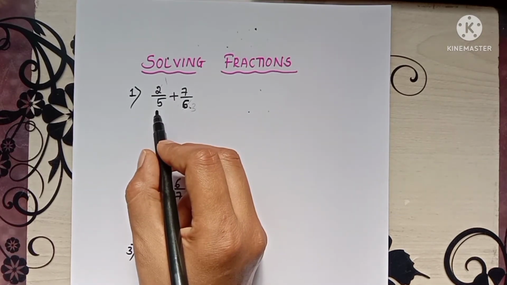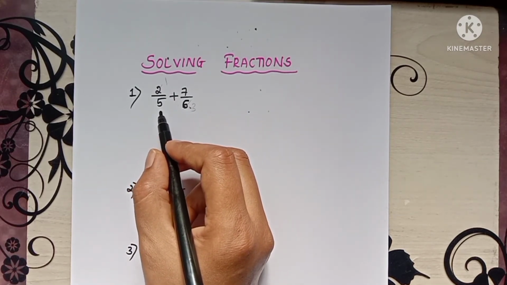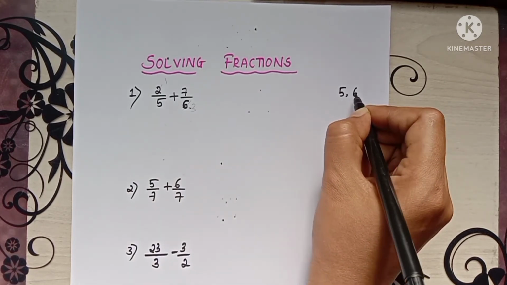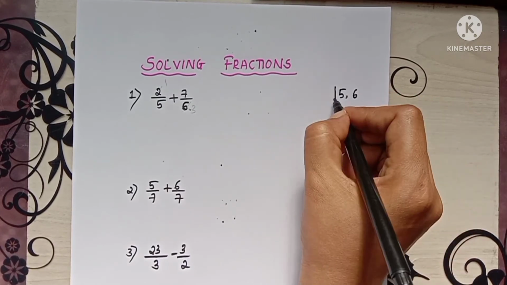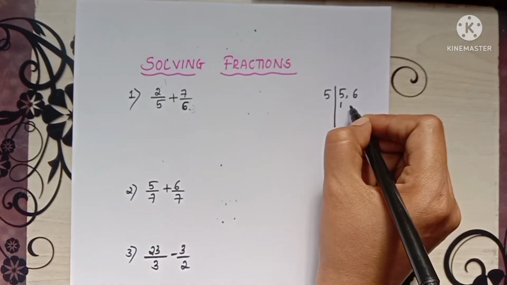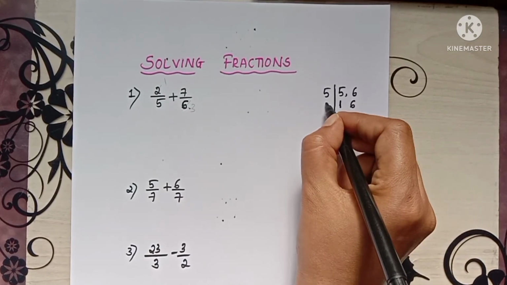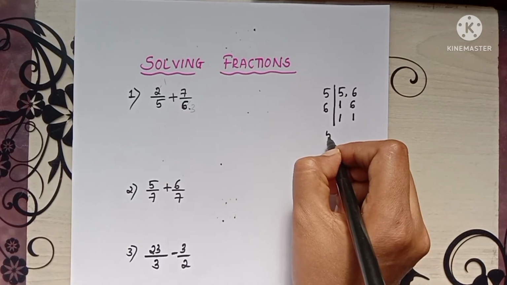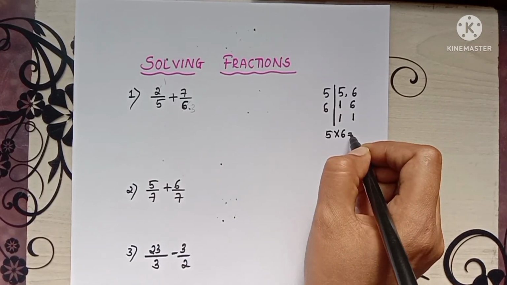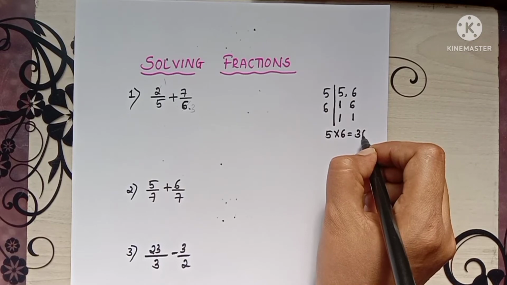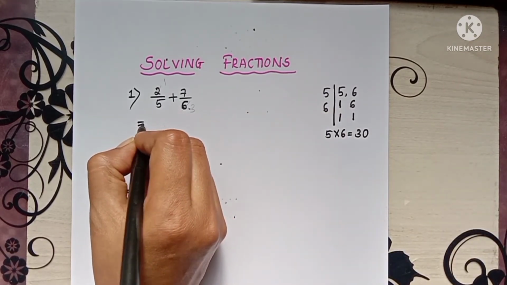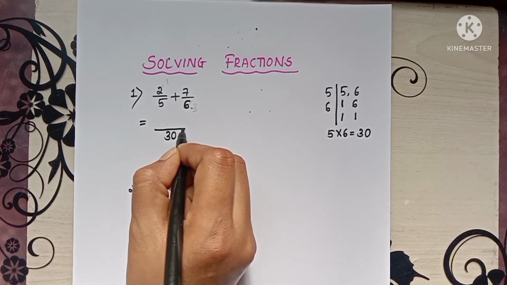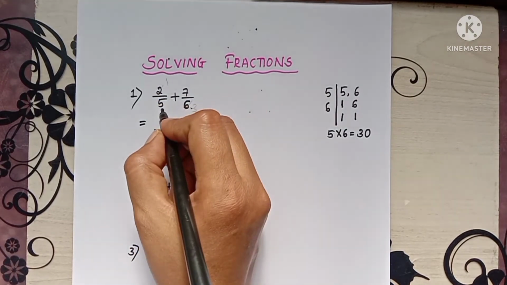We have to take first the LCM of the denominators. So what are the denominators? We have 5 and 6. What is the LCM? 5 ones are 5, 6 is as it is. Okay. Next 6 ones are 6, 1 is as it is. So what will be the LCM? 5 into 6. What is 5 into 6? It is 30. So the LCM is 30.